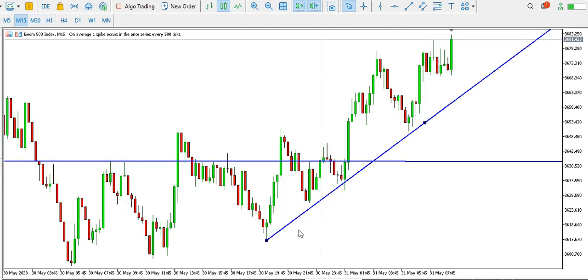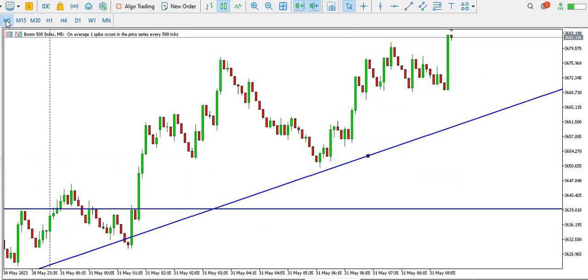Same on the 15 minutes time frame. We have a bullish structure in place. As price continues to print higher highs and higher lows, you might consider buying Boom 500 index.